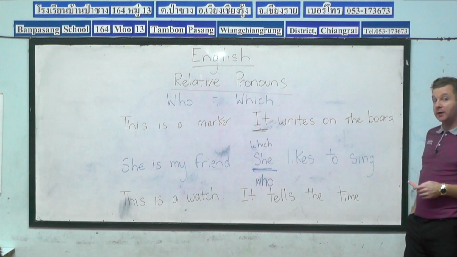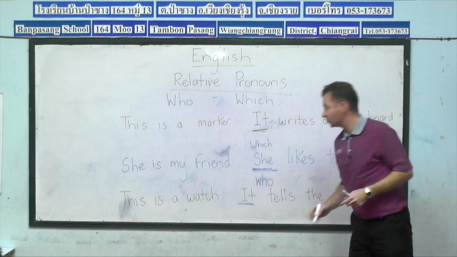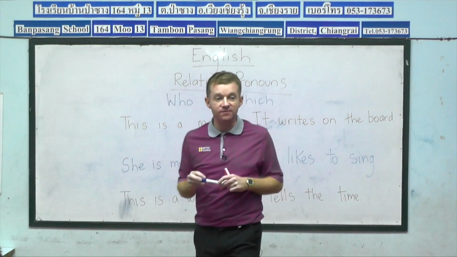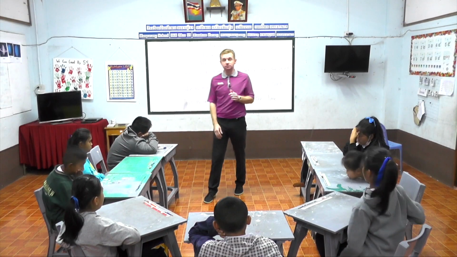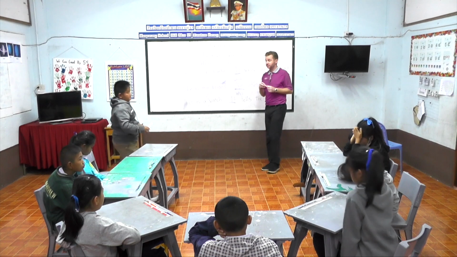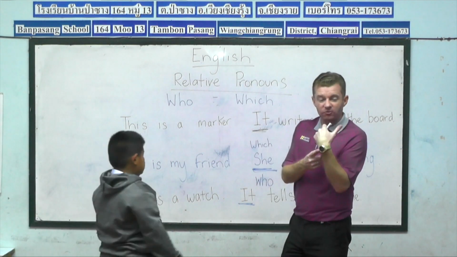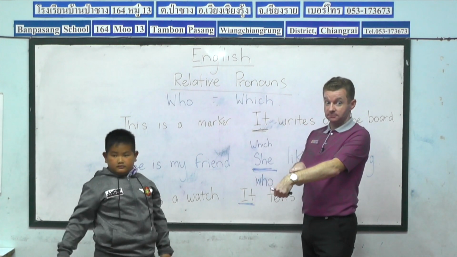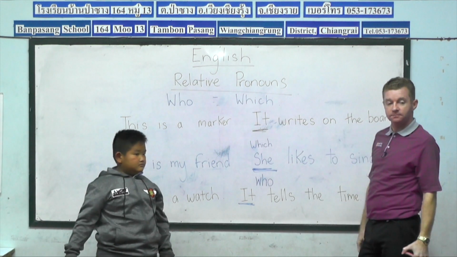But how can we link the two sentences together? Which relative pronoun do we need to use? So let's see now who can come forward and demonstrate their understanding of relative pronouns. So Net, come and join me at the front of class, please. So if we've got sentences about a watch, is this watch a person or a thing? A thing. So what relative pronoun do we need to use?